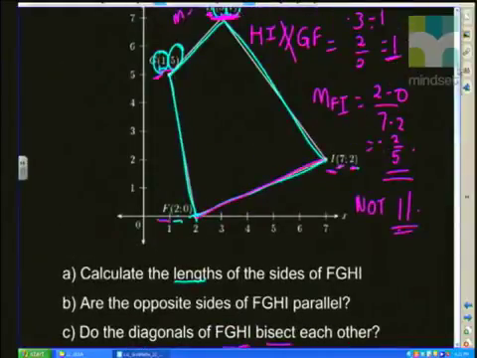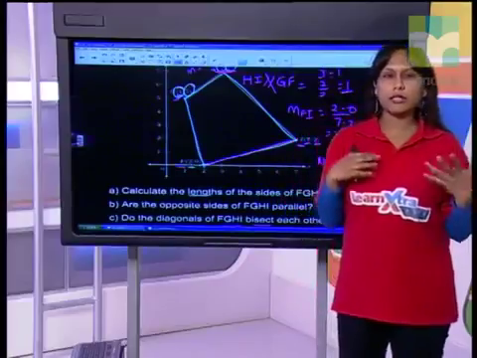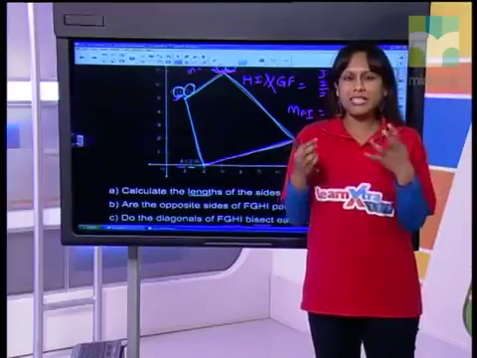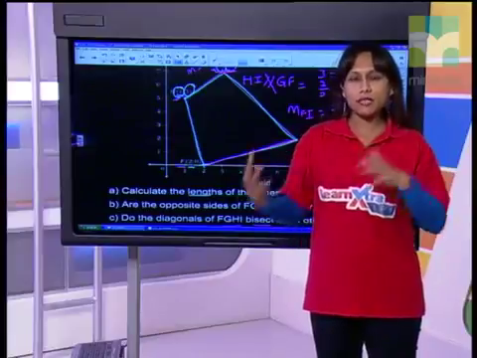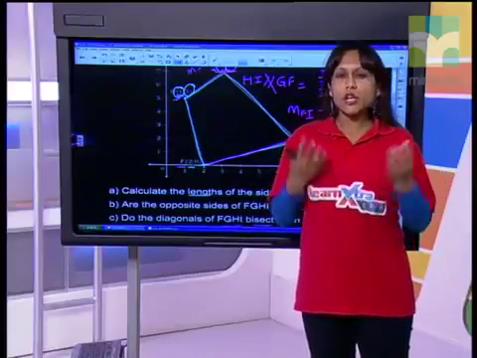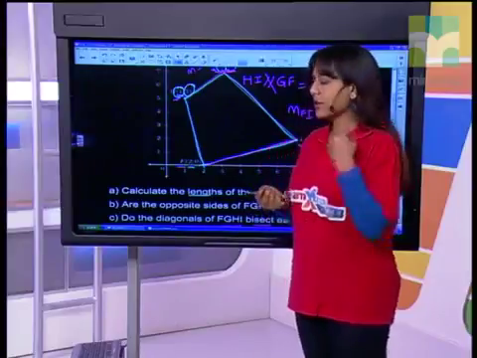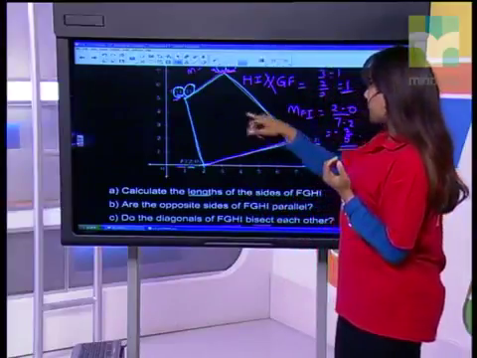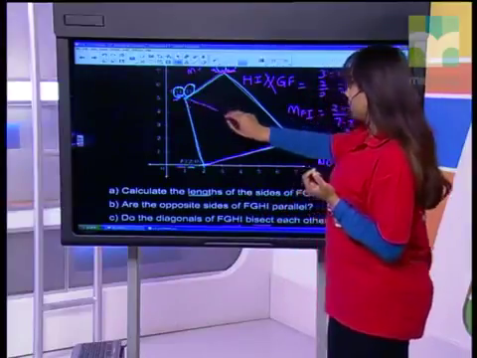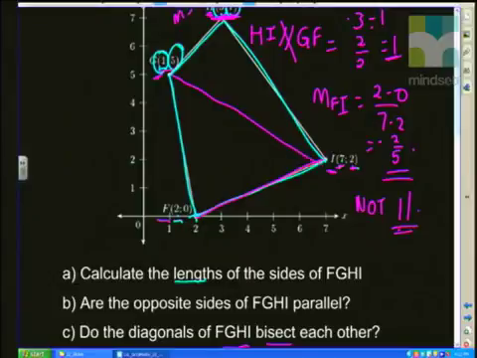Okay, part C, do the diagonals of FGHI bisect each other? Now, in order to understand what formula to use, you need to understand what they are talking about. When they say bisect each other, bisect means cuts in two equal pieces. So if they were to bisect each other, that means that the midpoint of diagonal GI will be exactly the same as the midpoint of diagonal HF. So if they were bisecting each other, those diagonals will have the same midpoint. So let's check and see if that is in fact the case.